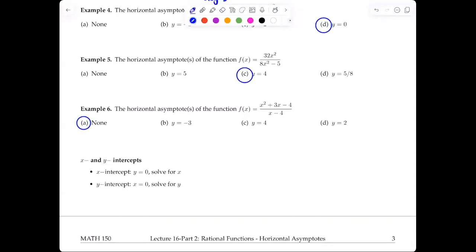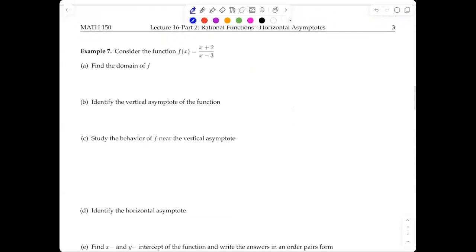So finding the y-intercept is easier than finding the x-intercept in the case of a rational function. You will see that in a minute. It's a little bit tricky, but this is supposed to be. All right. In the next example, we're going to include a lot of topics related to rational functions in one place.